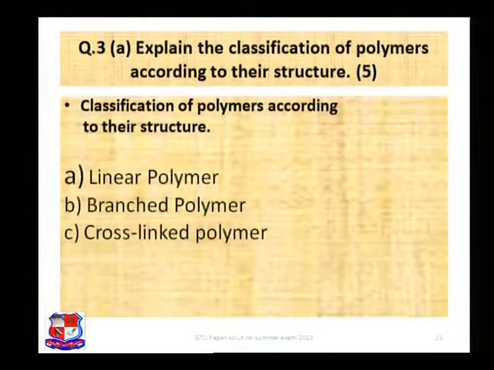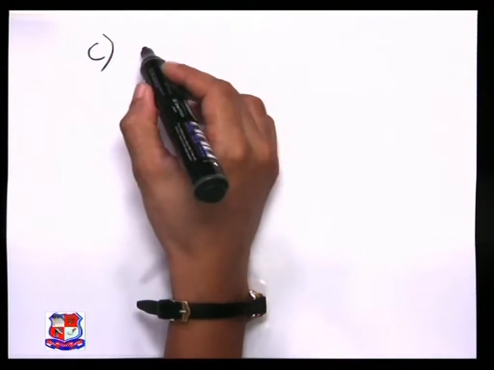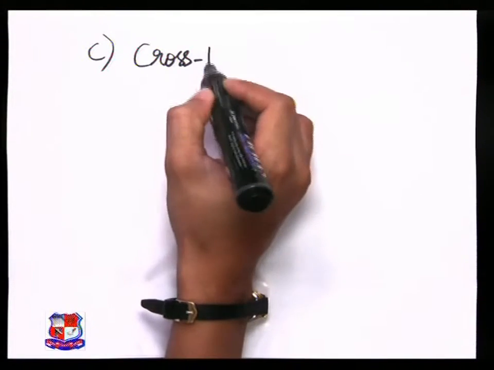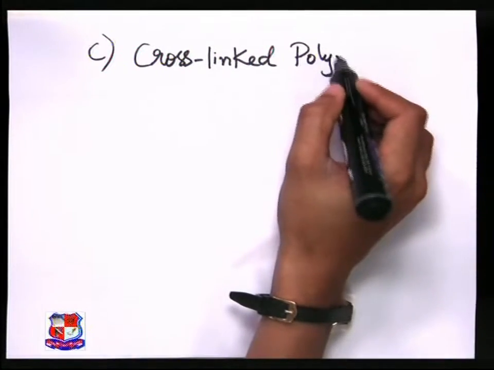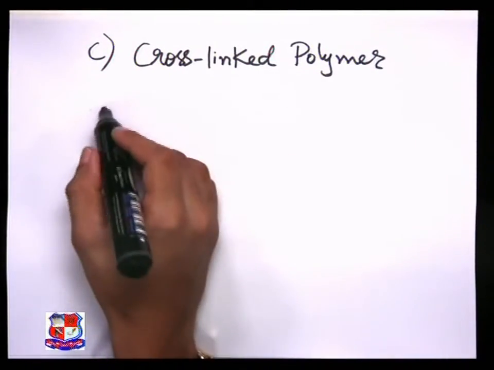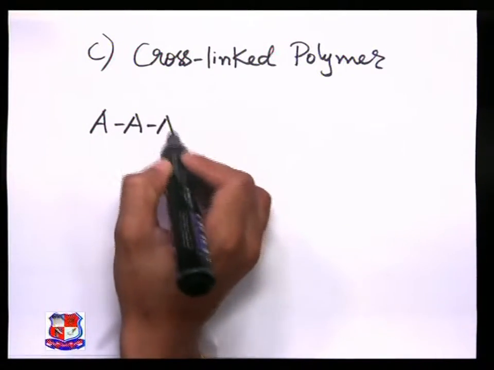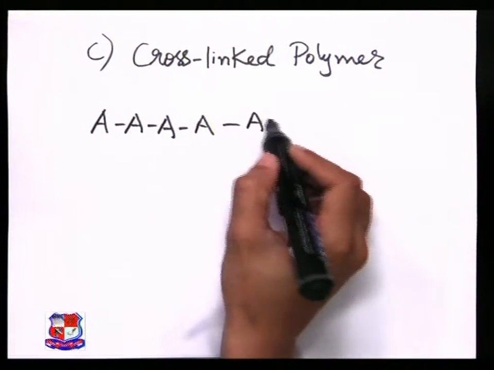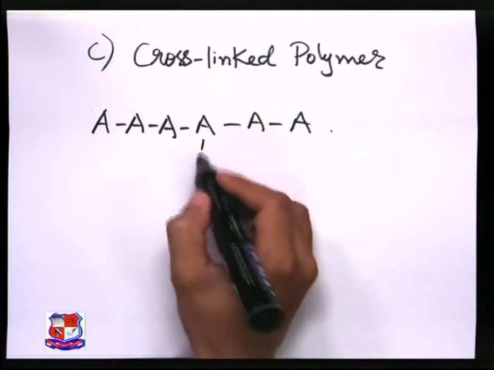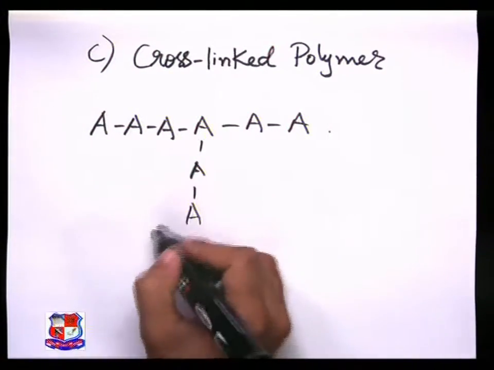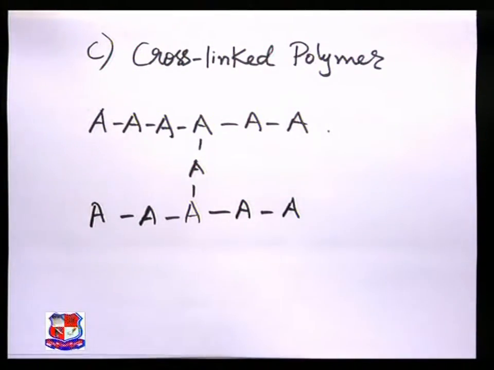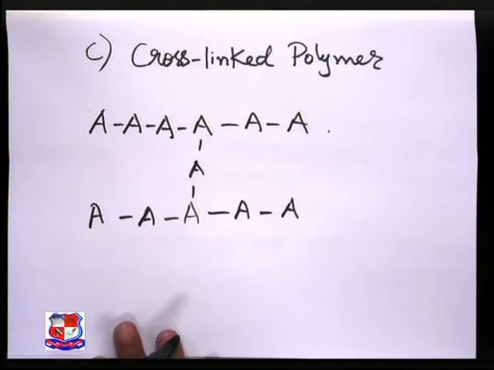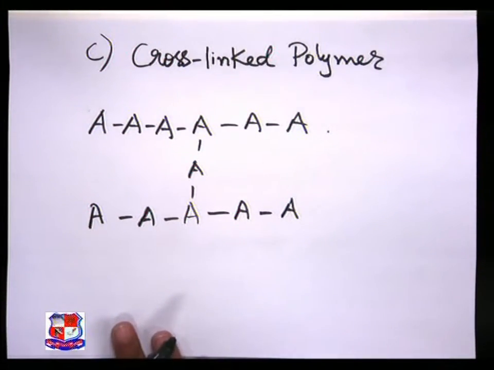So what is there in the third type? That is cross-linked polymer. You can see here very clearly, first you have to draw one branch, then you have, suppose, cross-linking of another chain, and this is something like this. So this is something like a cross-linked polymer. So there are three types of polymers: linear, branched and cross-linked, as discussed.